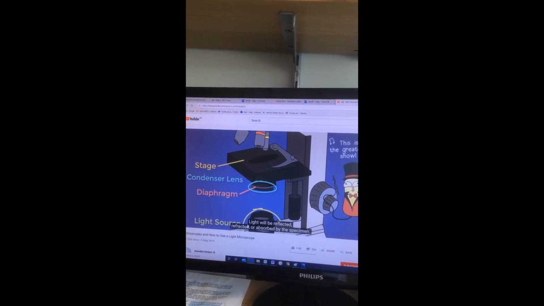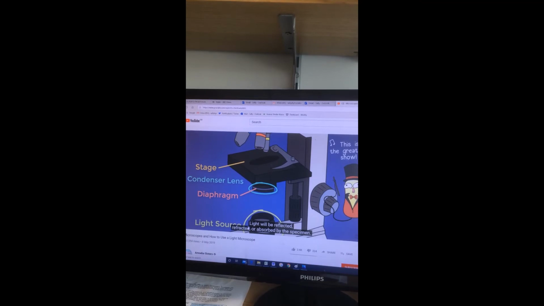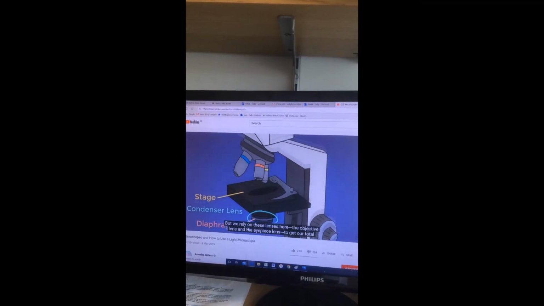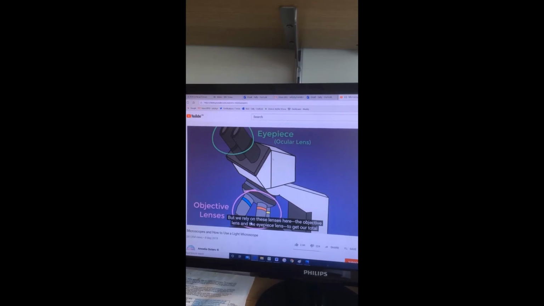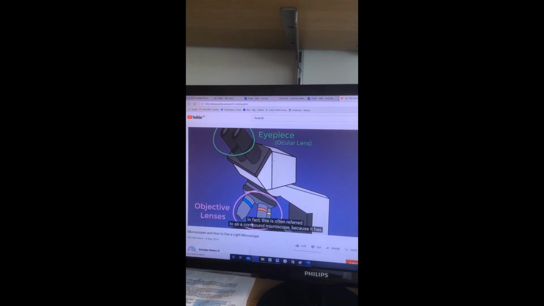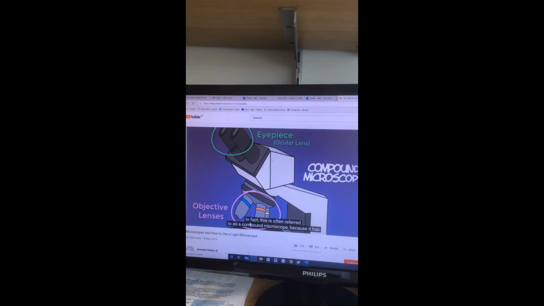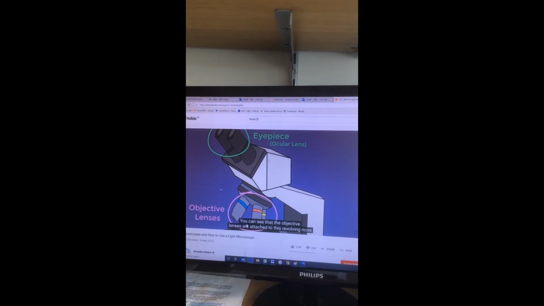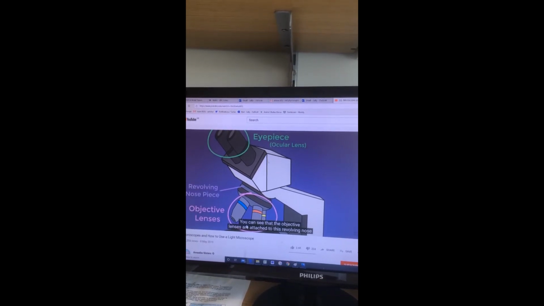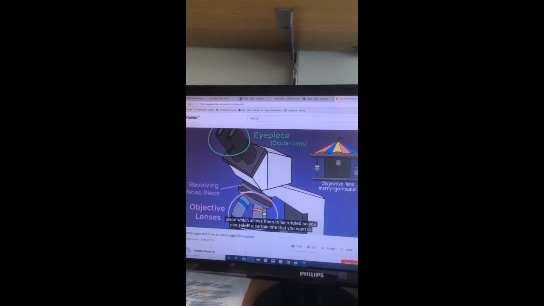Light will be reflected, refracted, or absorbed by the specimen. But we rely on these lenses here, the objective lens and the eyepiece lens, to get our total magnification. In fact, this is often referred to as a compound microscope because it has 2 sets of lenses. You can see that the objective lenses are attached to this revolving nose piece, which allows them to be rotated, so you can select a certain one that you want to use.